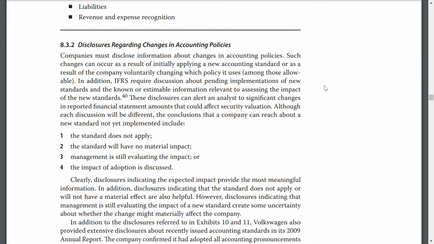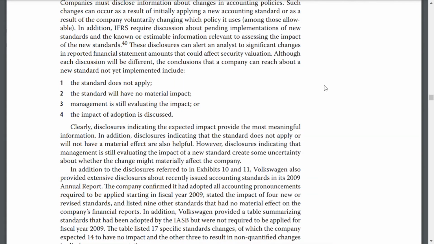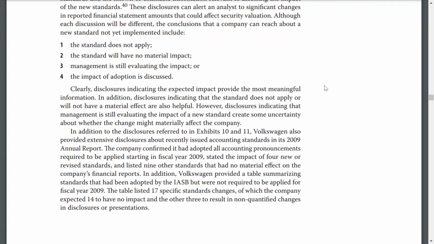These disclosures can alert an analyst to significant changes in reported financial statement amounts that can affect security valuations. Although each discussion will be different, the conclusion that a company can reach about a new standard not yet implemented includes: the standard does not apply, the standard will have no material impact, management is evaluating the impact, or the impact of adoption is discussed.